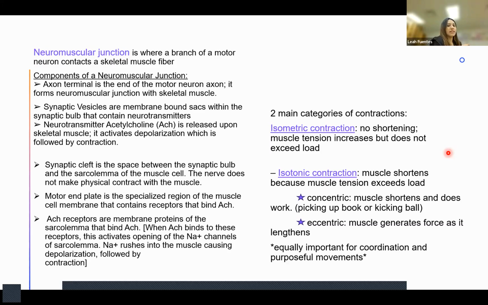The synaptic cleft is the space between the synaptic bulb and the sarcolemma of the muscle cell. The nerve does not make physical contact with the muscle. The motor end plate is the specialized region of the muscle cell membrane that contains receptors that bind the ACH, or acetylcholine.